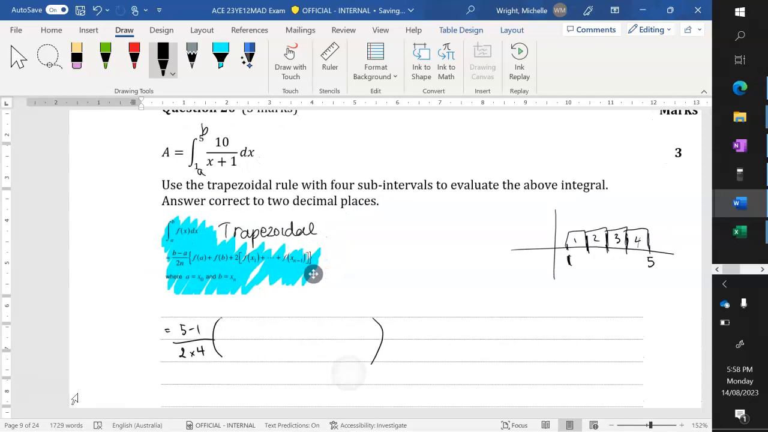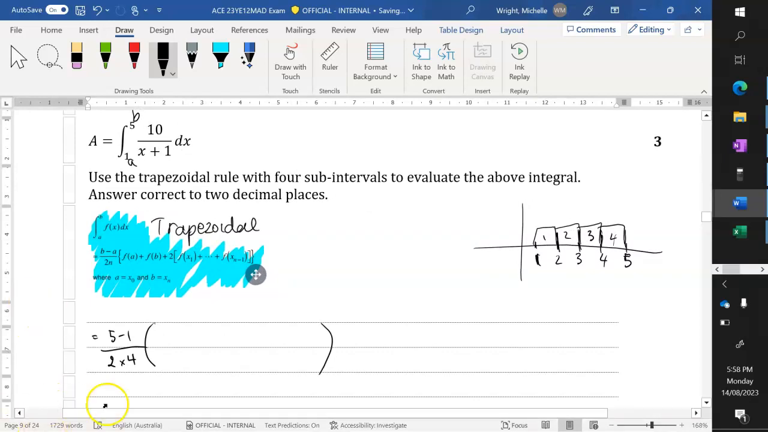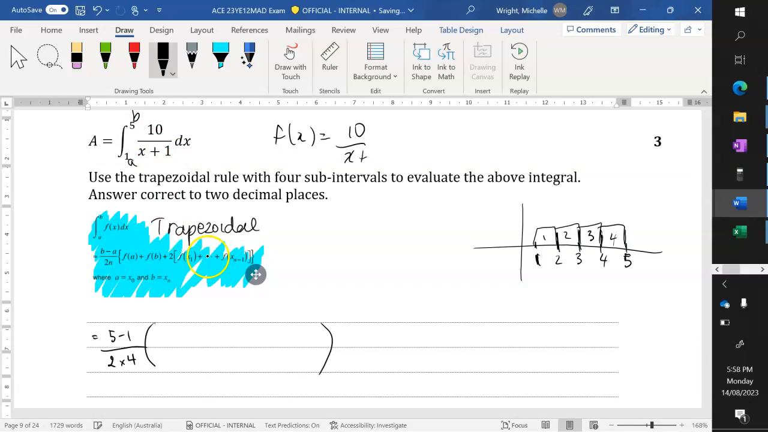What they wanted to do was just chuck in what their numbers were, so that would be 2, 3, and 4. And people popped in 1 plus 5. It's not 1 plus 5. We need to pop our number 1 into our function. And what's our function? Our function is 10 over x plus 1. So we need to make sure that we're popping those values in there.